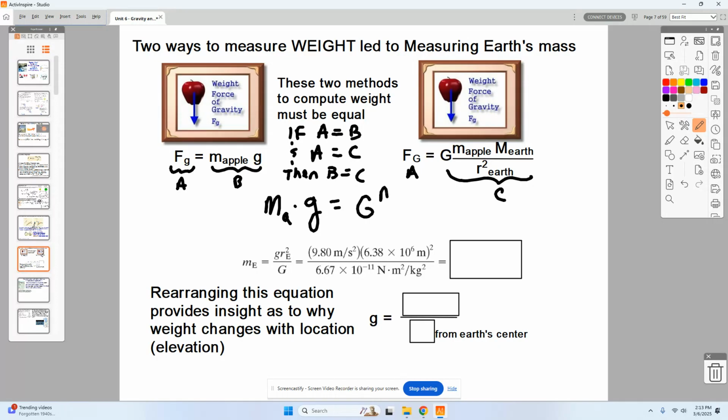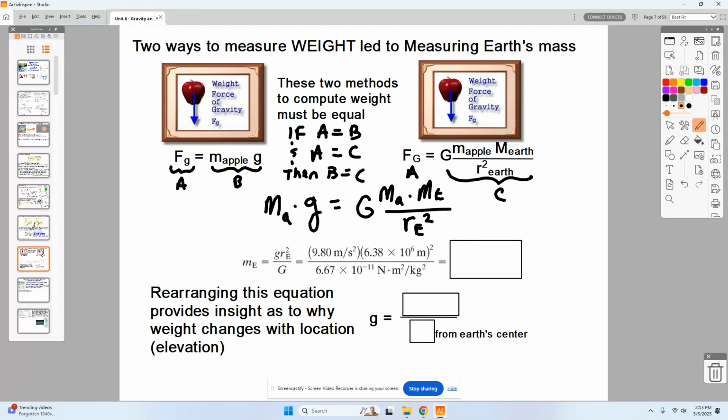Mass of the apple. Mass of the Earth, don't know what that is yet. And then the radius of the Earth, and then I go square it. Now, you guys are all great math students, so if A is equal to B and A is equal to C, then B must be equal to C. I set them equal to each other. What can you do at this point? Before you do anything else, what do we do?